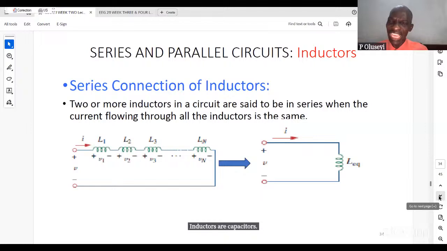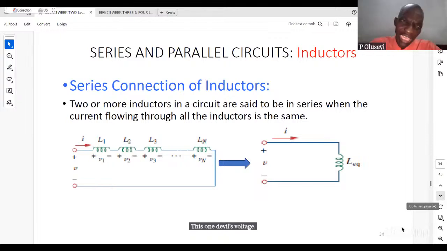They are storage elements. We use them to store charges. And charges is what will give us current. It's what gives us voltage.